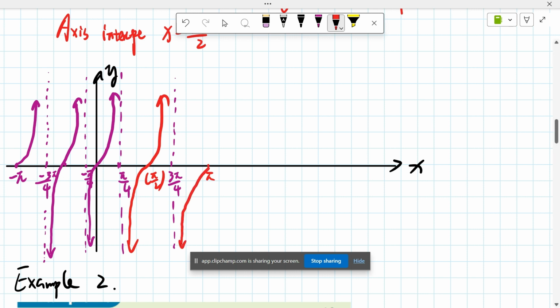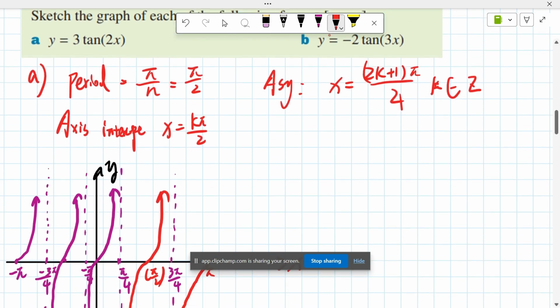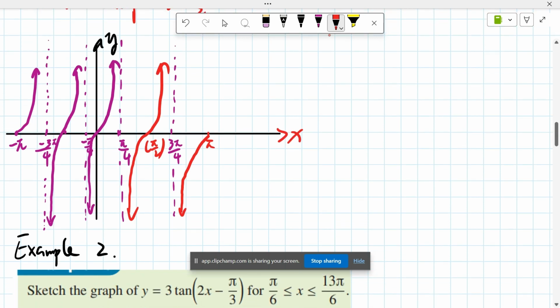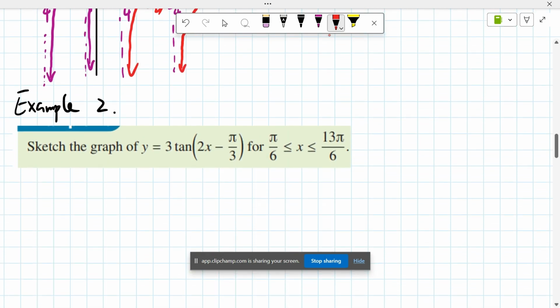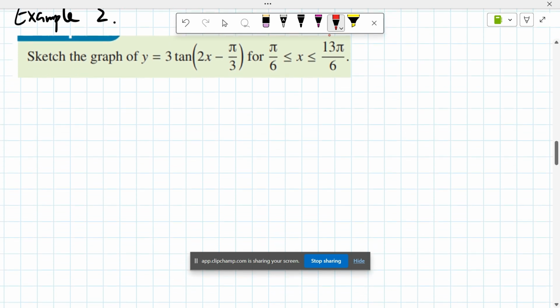Yeah, that's it. Okay, actually, yeah, leave that one, x. Yeah, perfect. So this is the graph we need to know from the tangent. Hopefully that makes sense. And now we're going to go to something with the transformation part.